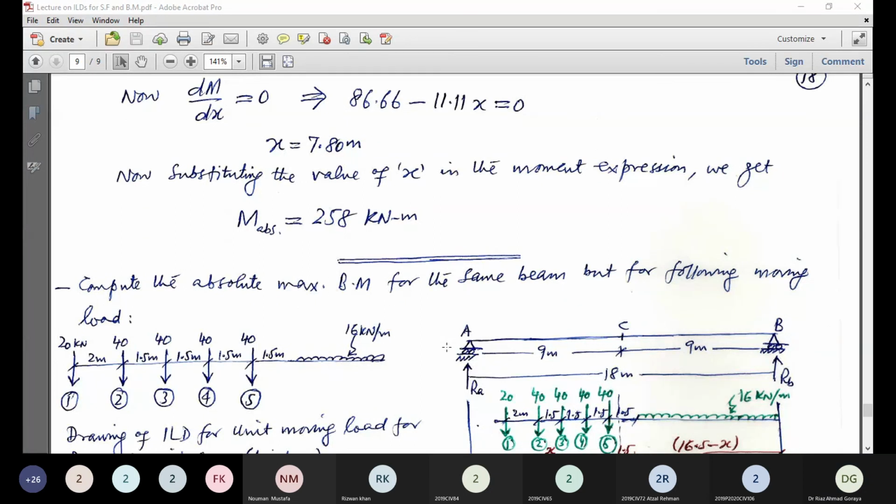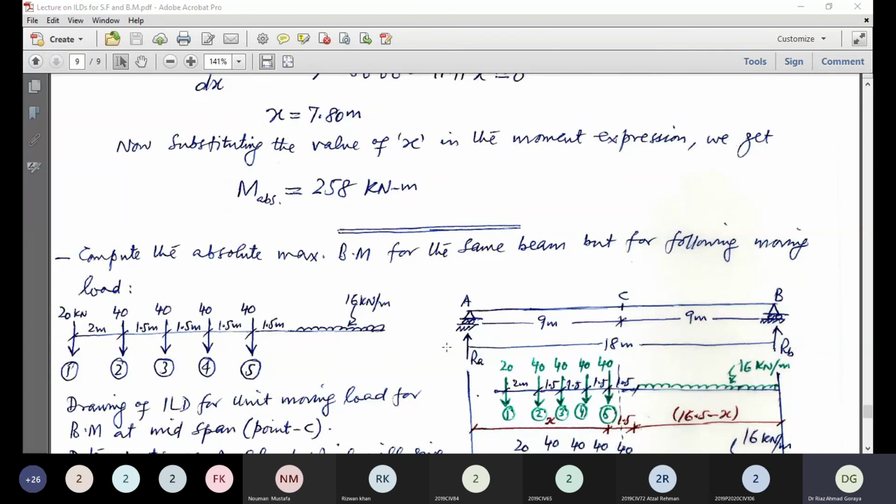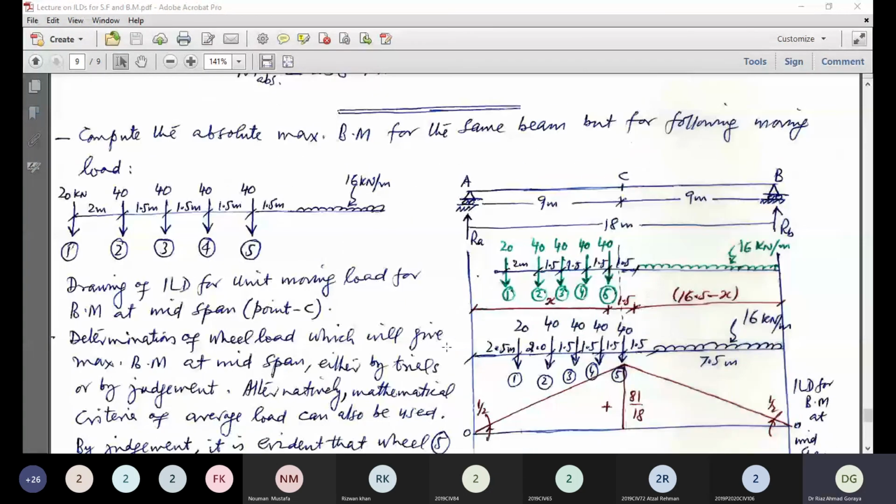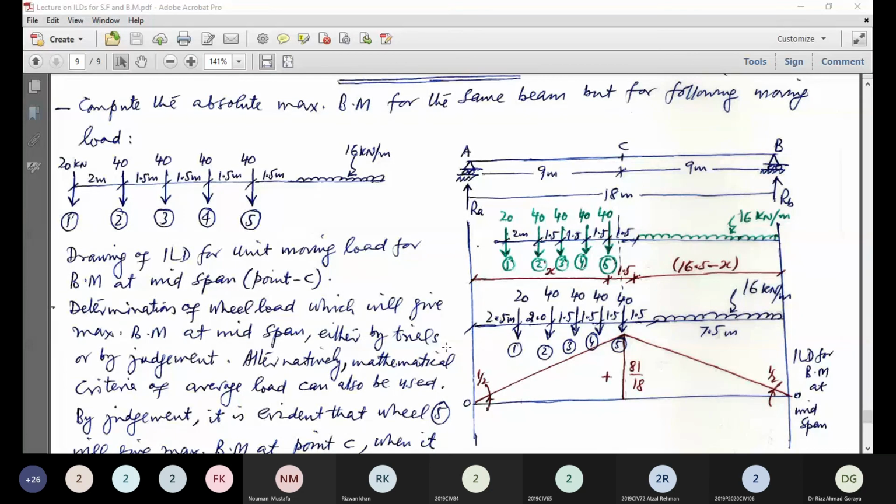Anyhow, this is the same problem but with different loading. Now I would like you to proceed with it yourself. Do this one, it is the same concept.